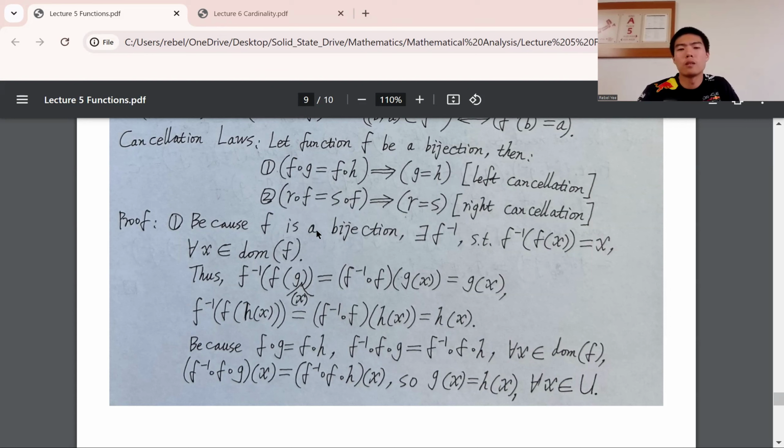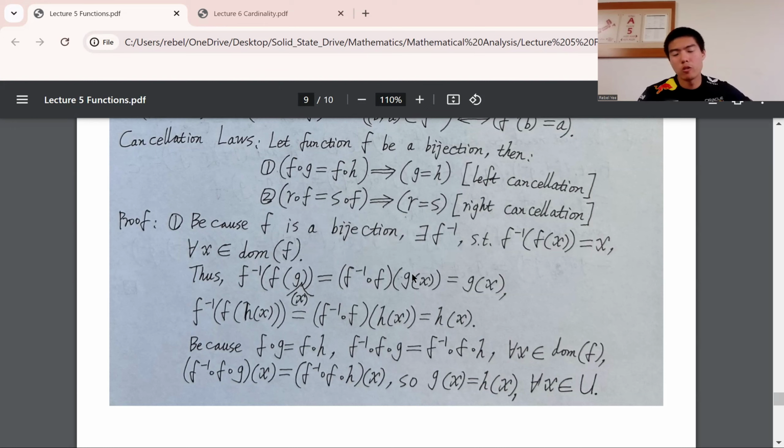First, because f is a bijection, by the bijection property every bijection has an inverse function. So there exists an f inverse such that f inverse of f(x) is equal to x for all x in the domain of f. I would say this is due to the definition of an inverse function, because it takes the image of a function and returns its pre-image.